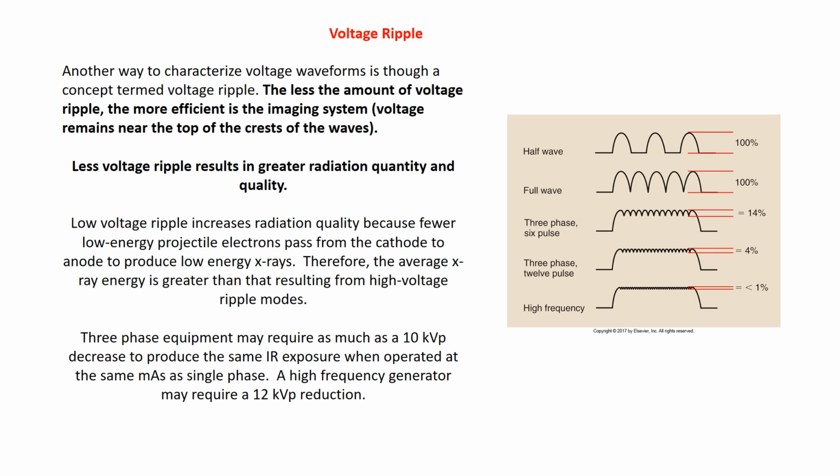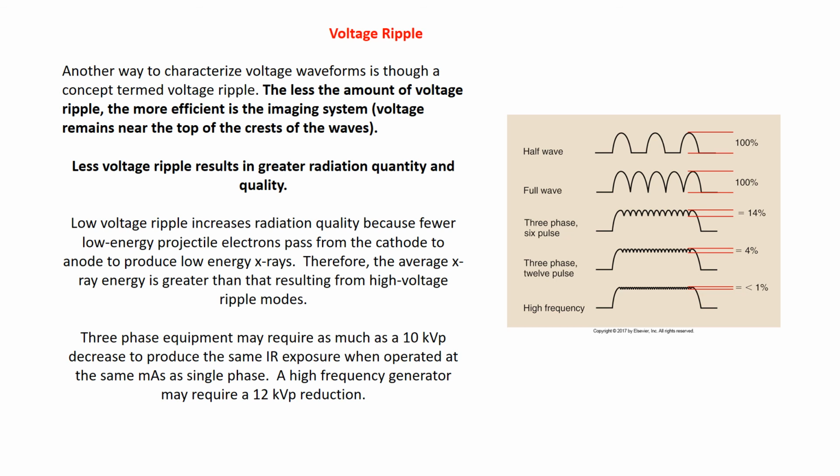Three-phase 6-pulse gives you 14% ripple. If we, or an electrician, rewires the circuit a little bit to allow three-phase 12-pulse, well, now you only have 4% ripple. And today, with most of our generators being high frequency, we get less than 1% voltage ripple, which is very, very desirable, because the most desirable would be a straight line across the top. Well, we can't get that because electricity travels in the form of waves, but we're getting very, very close to that straight line with high frequency.